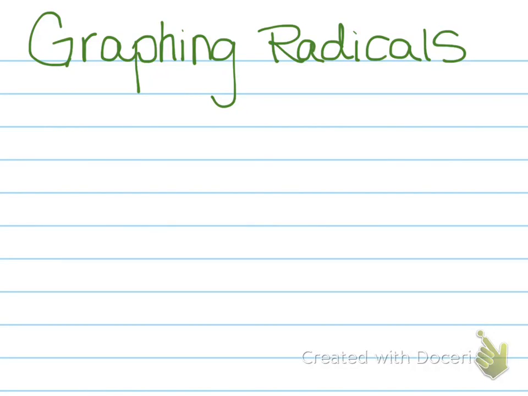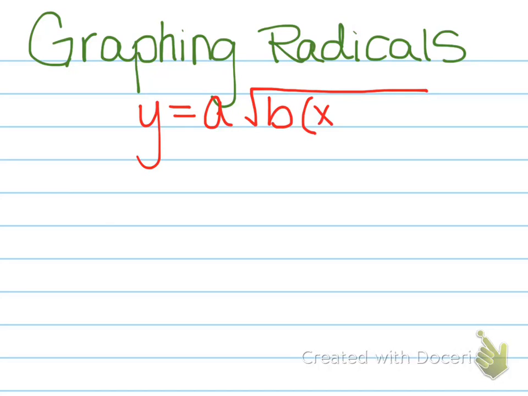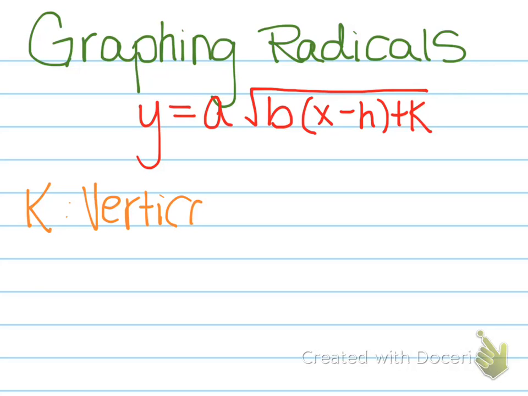This is the general expression for graphing a radical function. Y equals a square root of b times x minus h plus k. Just like before, k is our vertical shift, and h is our horizontal.